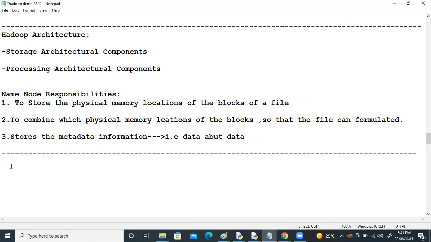Data node responsibilities. The data node's responsibility is to store the blocks of a file. Processing the data won't be taken care of by the data node, but we have some more processing components available. Data node just stores the blocks of a file.